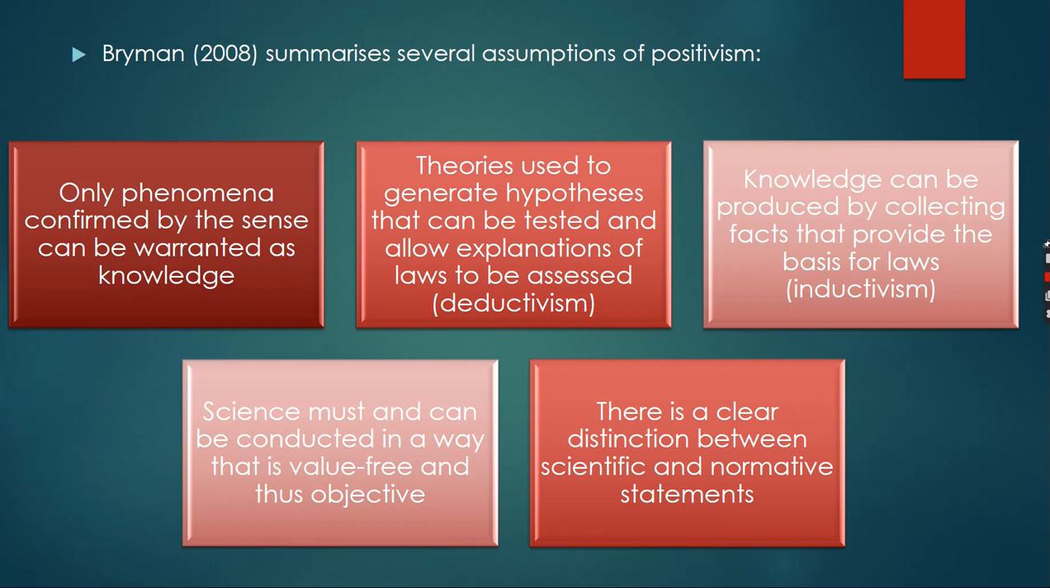And so knowledge can be produced by collecting facts that provide the basis for a law. So you build from zero, you induce, or what we call inductivism, and you have certain knowledge or certain ideas, then you develop it, and then from there you make your own conclusions. Science must and can be conducted in a way that is value free and thus objective, right? Positivism goes for objectivity, as we spoke about before. There is a clear distinction between scientific and normative statements, right?